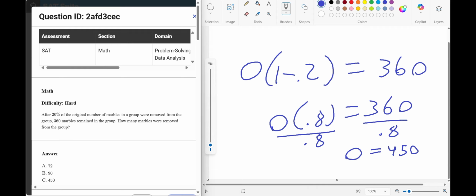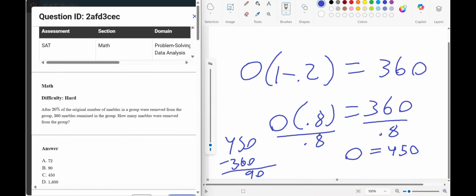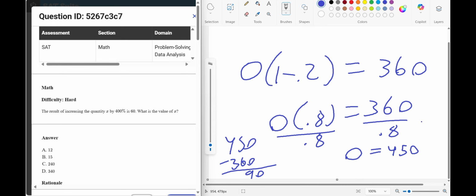So then we can just do 450 minus the 360 that were left over. 450 minus 360. That means we lost a net total of 90 marbles. That's what they're looking for. So our answer here should be B, and it is. Okay, on to the next problem.